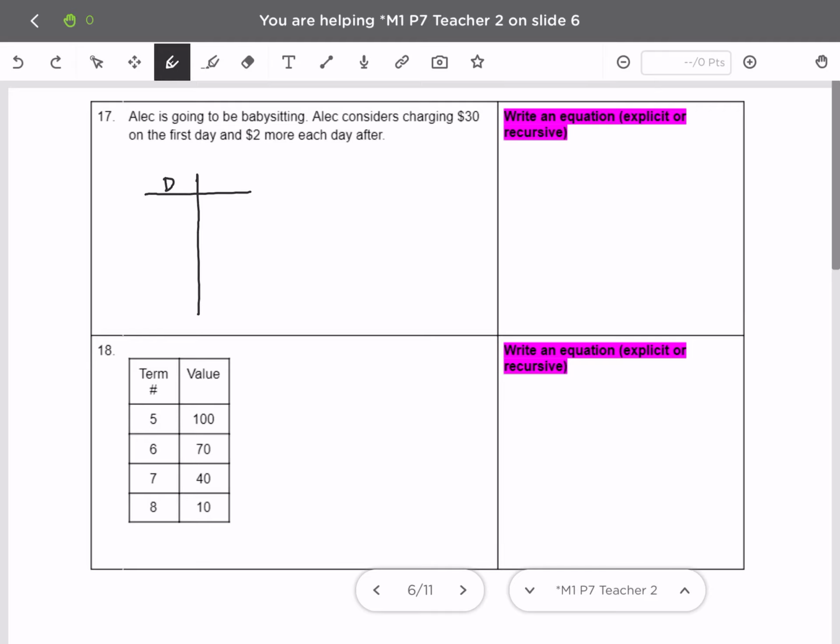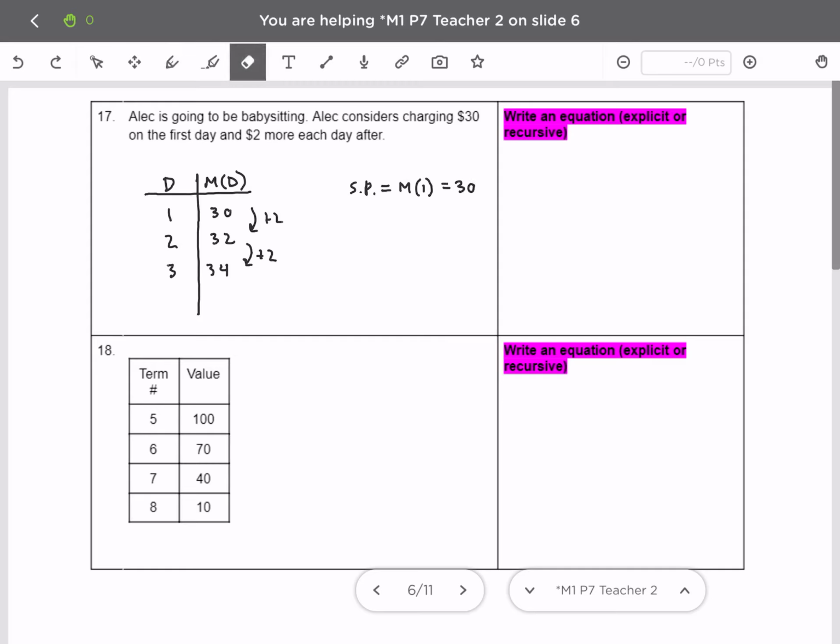But in this case, because I know we're talking about money and days, I'm going to switch it up just to show you guys how this works. So it says that Alec is going to charge $30 on the first day and then $2 more each day. So I know I'm just adding 2 each time. All right, plus 2, plus 2. And this is great because now, once again, I have a starting point. I know I'm going to talk about the money at day 1 equals 30.